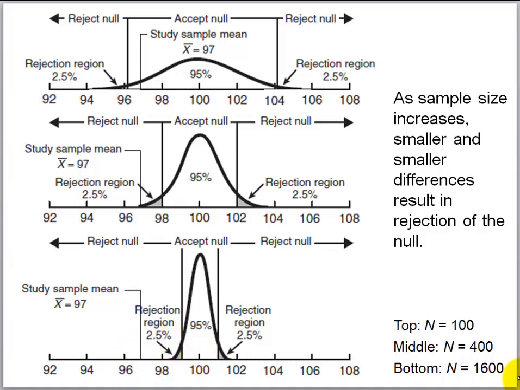So the basic message here is that as sample size increases, smaller and smaller differences result in rejection of the null. And the basic conclusion is if the null really is false, you're going to stand a better chance of making the correct decision of rejecting that null if your sample size is larger.